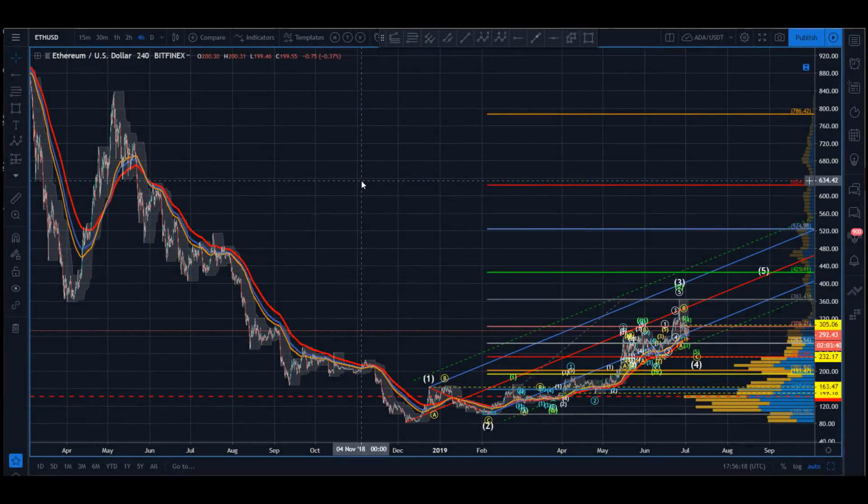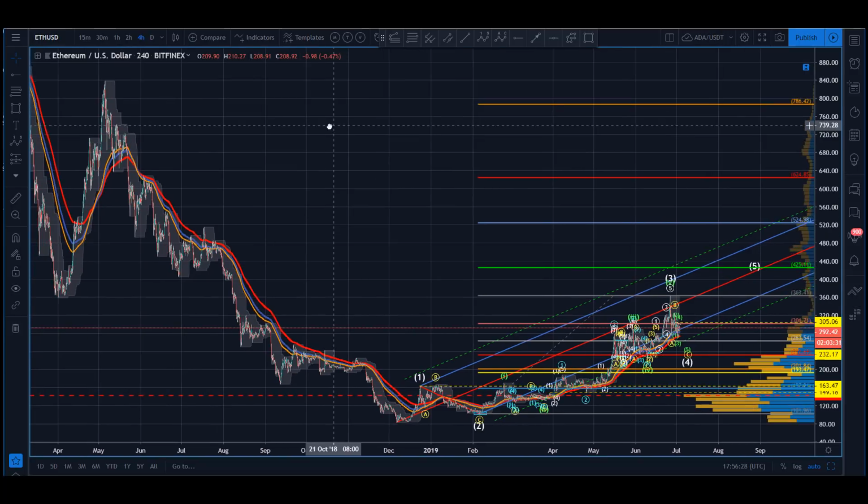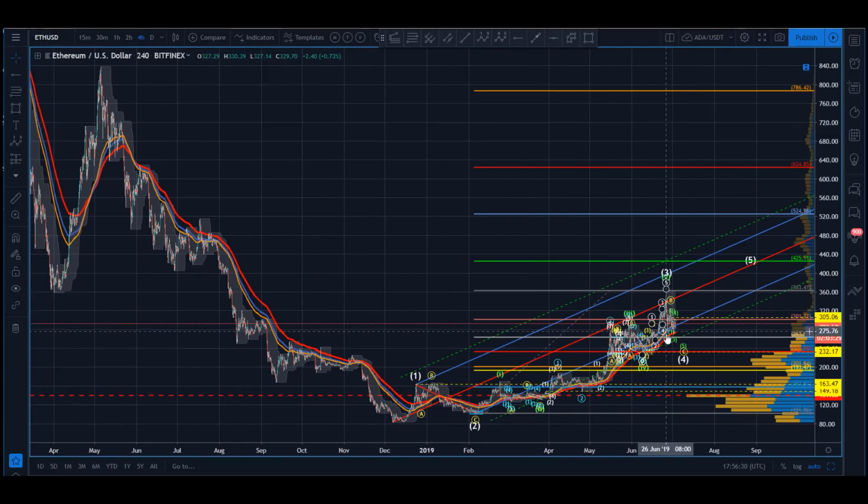All right, guys, back here with you on July 3rd, middle of the day, with an update on Ethereum by you guys' request this morning. In the polling here, this is essentially unchanged since we last looked at it. This is a 4-hour on Bitfinex.